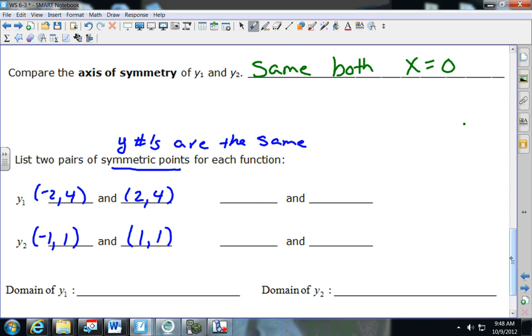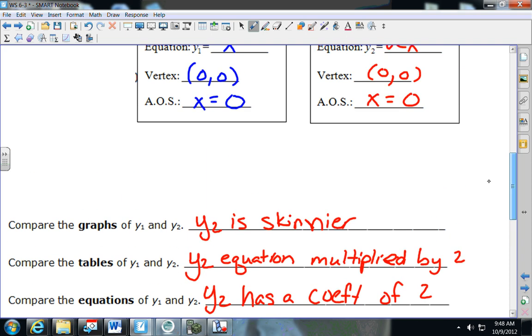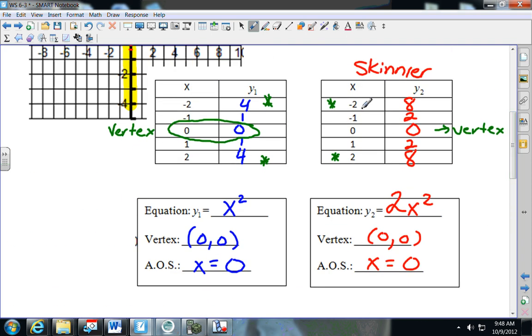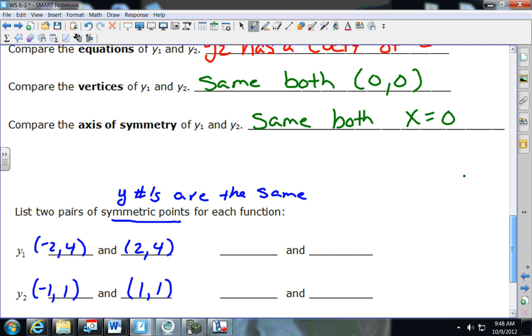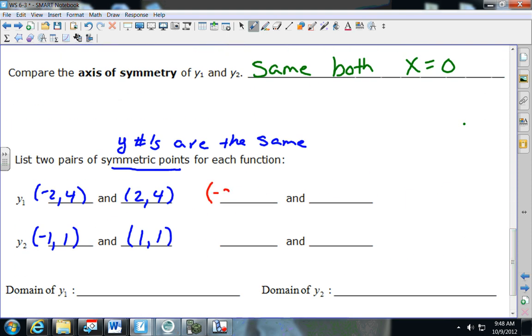In the red, when I look up here, you guys have it there on your paper. We have negative 2, 8 and 2, 8. And the other one was what? Negative 1, 2, and 1, 2.